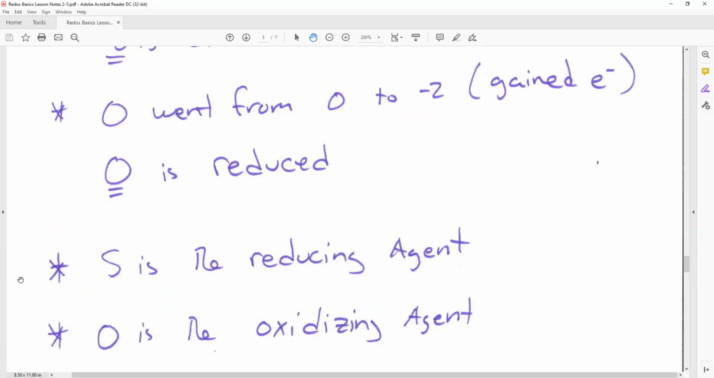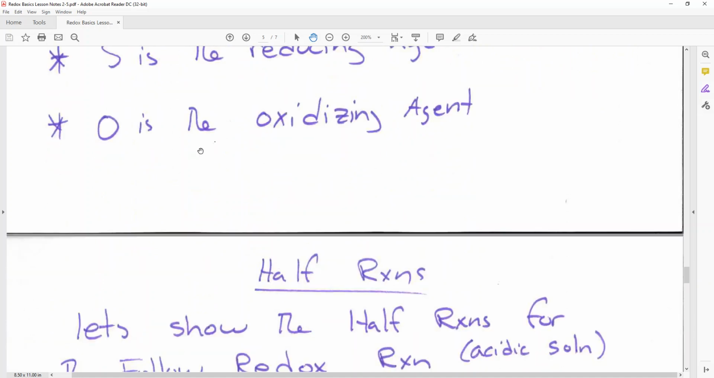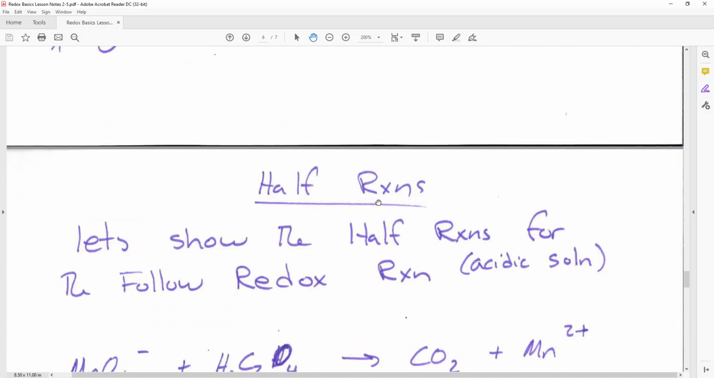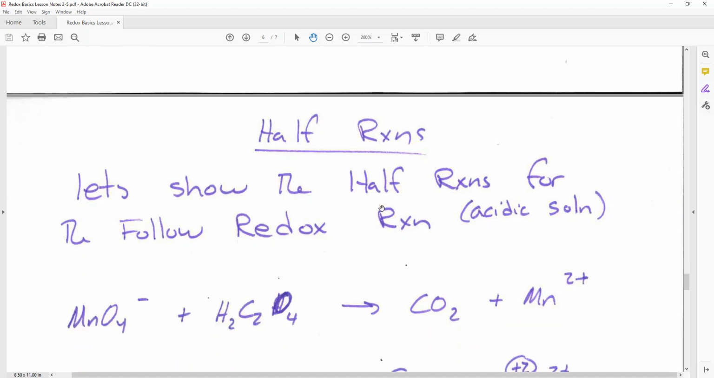All right. So, I mean, those are really the basics for redox. Now let's talk about half reactions. Okay. So half reactions kind of show us the oxidation portion of the reaction and the reduction portion. So we take a redox reaction, which is oxidation reduction, and we separate it into the oxidation portion and the reduction portion. So we have the oxidation half and the reduction half.